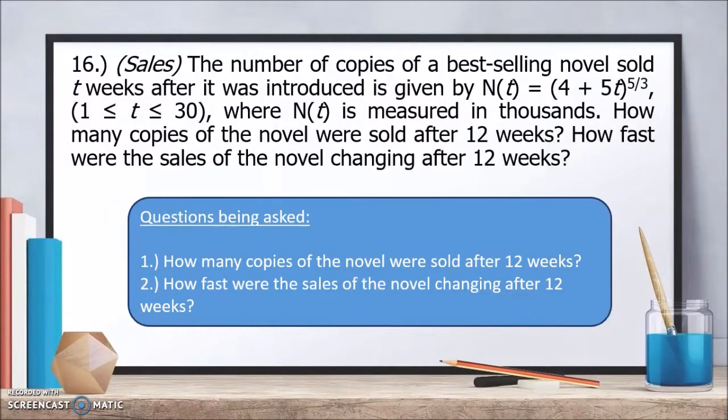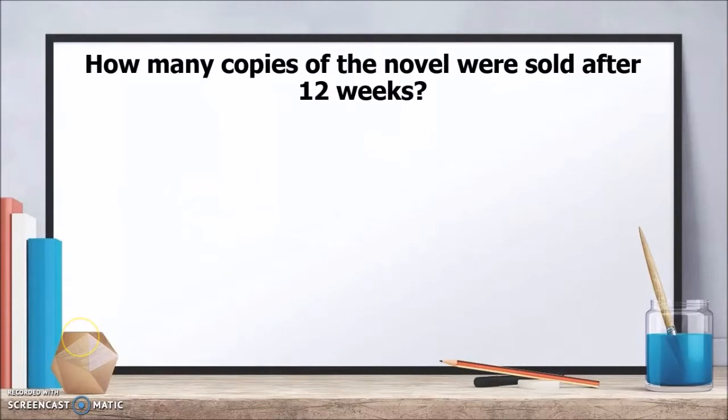Let us first know what questions are being asked. How many copies of the novel were sold after 12 weeks? And the second question is, how fast were the sales of the novel changing after 12 weeks? So let us solve for the first question. How many copies of the novel were sold after 12 weeks? To get the number of copies sold after 12 weeks, we just have to substitute to n of t.